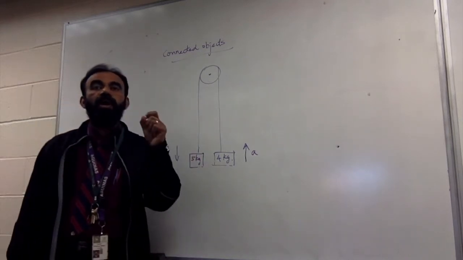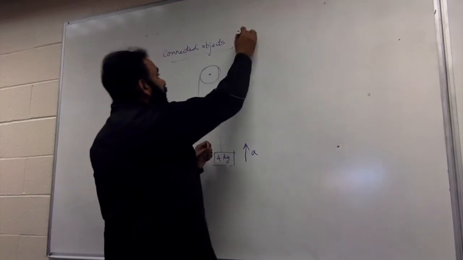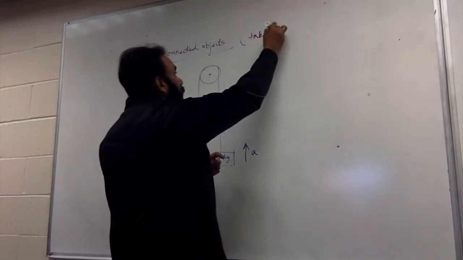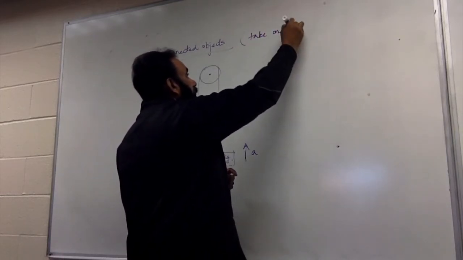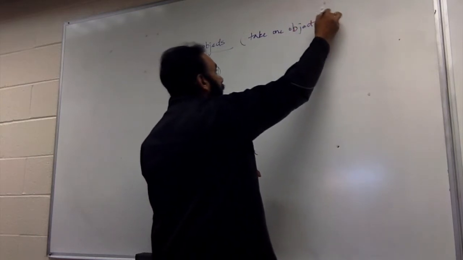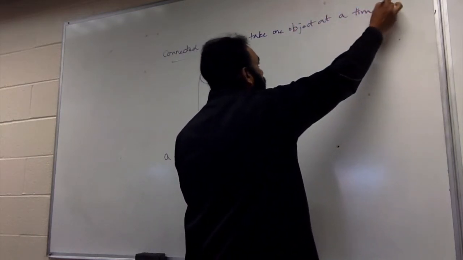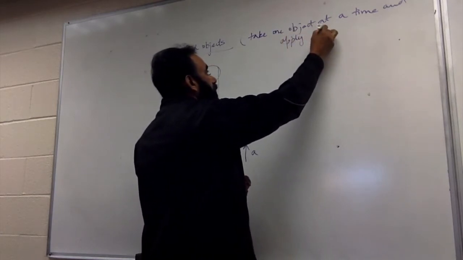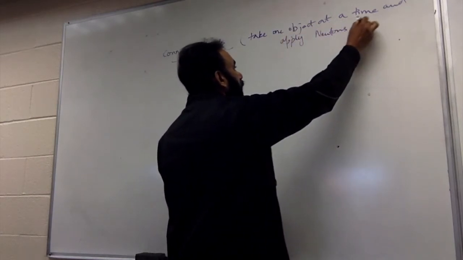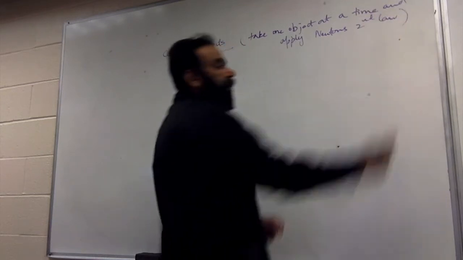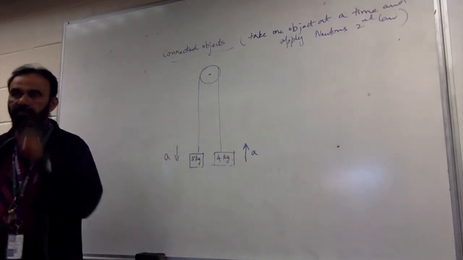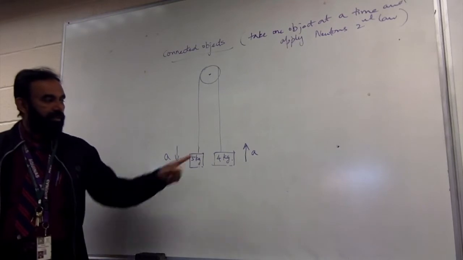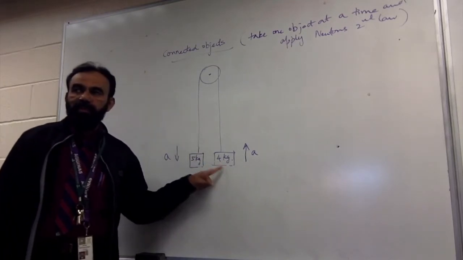Now let's take one object at a time. For connected objects, you take one object at a time and apply Newton's second law. Take one object at a time. Don't take everything together. So look at this object for the time being, this one.